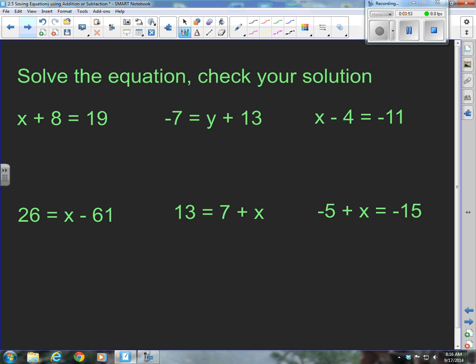Okay, let's look at x plus 8 equals 19. What we want to do is get to the point where x equals something. Okay, that way I'll know the solution. I'll know what x equals. Now, can we do this in our head?